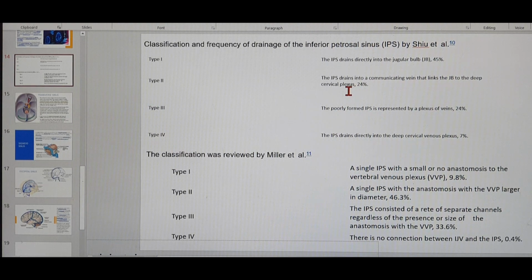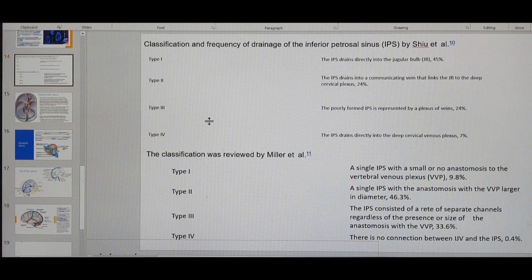Now the superior petrosal sinus may drain into the transverse sinus and eventually into the sigmoid sinus, but there's a whole lot of classification system for the drainage of the inferior petrosal sinus into the IJV. There are type 1, 2, 3 and 4, suggesting that it directly enters into the jugular bulb, or maybe the jugular bulb to the deep cervical plexus through a communicating vein, or maybe represented by a plexus of veins, or maybe directly into the deep cervical venous plexus. But as you can see, nowhere is it mentioned that this will drain into the sigmoid sinus. So the inferior petrosal sinus never drains into the sigmoid sinus, that's for sure.